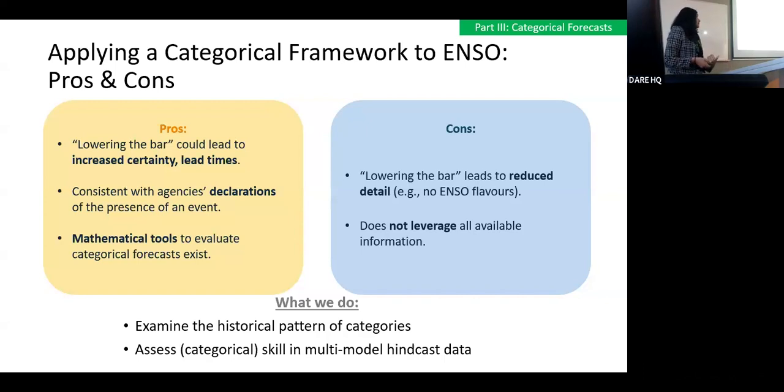And the third reason is that people in machine learning have spent very long thinking about categories, how to classify things into categories, and whether you have correctly classified things into those categories, which means they have a number of statistical tools to evaluate categorical forecasts very well. So we don't really have to come up with our own. There's a whole field of this out there. So what we're going to do is start by looking at the historical pattern of categories. And then from there, we'll look at skill in a suite of climate models from around the world.